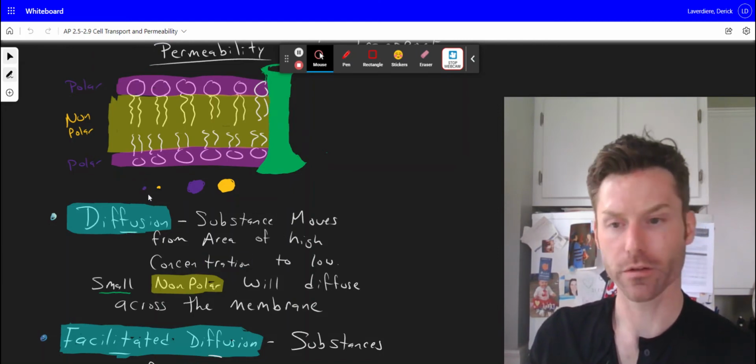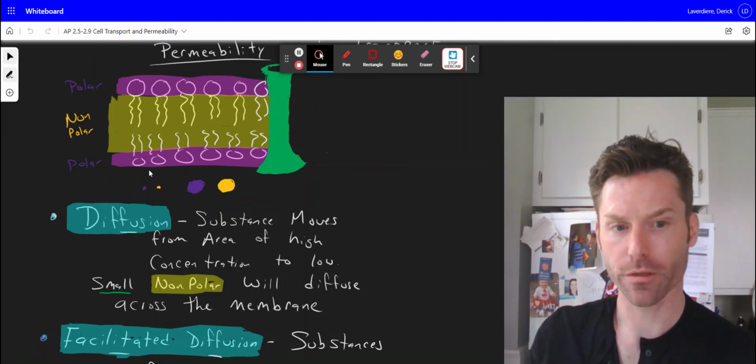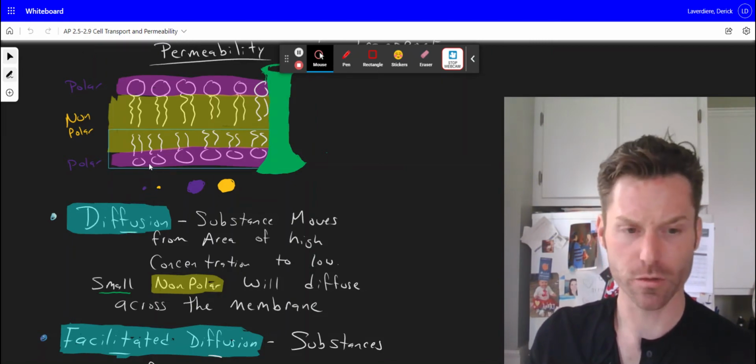Okay. Same storyline for the purple one here. This is a polar molecule, right? And so it comes up and it goes to go through and it gets to the polar area because it's cool with that, right?